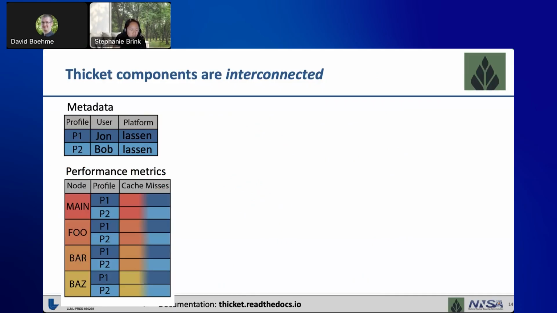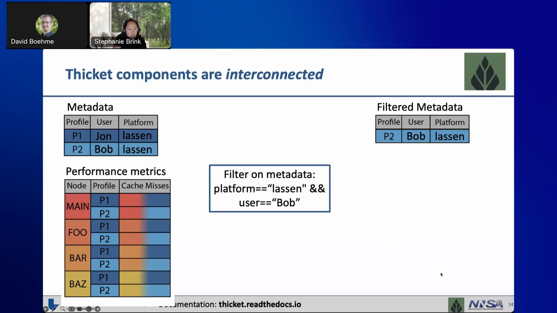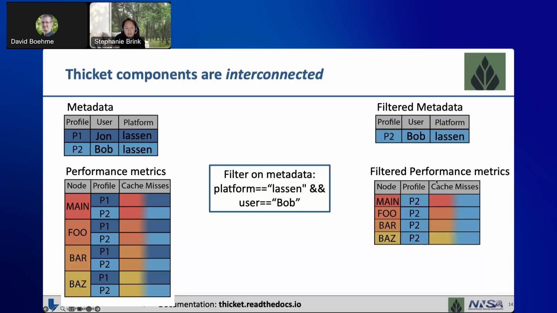So the Thicket components are interconnected. What this means is if you're impacting or filtering or removing rows from the metadata table or the performance table, the associated elements within the Thicket object will also be updated. In this case, we have 2 profiles, and our filter here is we only want to look at profiles that came from a particular platform, which is called Lassen, and I only want the profile that was run by Bob. On the right side, once we filter our Thicket, we will only have 1 row in our metadata, and our performance metrics will also be filtered such that we only have data from profile 2.